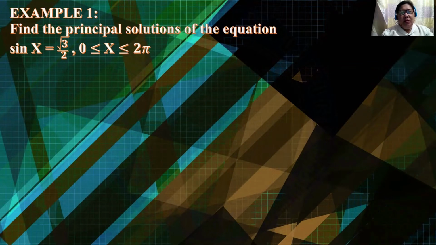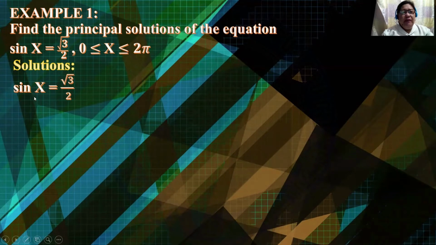Find the principal solutions of the given equation sin x is equal to the square root of 3 over 2, wherein x is between 0 and 2 pi. For the solutions, you write first the given, sin x is equal to square root of 3 over 2, and this is now x is equal to sine to the negative 1 of square root of 3 over 2. Meaning you have to find the value of the angle x using the inverse trigonometric function.